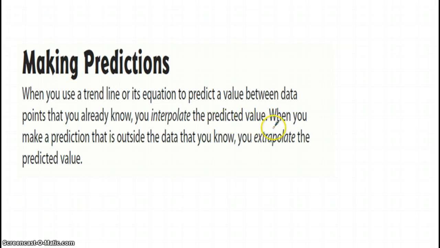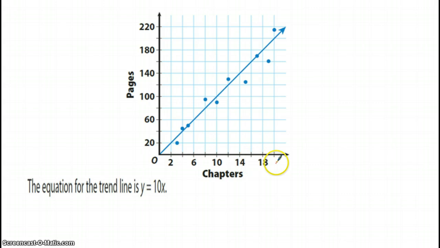Now, if we were to look at the same data and you want to make a prediction outside of it, we say that's extrapolate. So we interpolate or we extrapolate. Now, what are we talking about when we say extrapolate? What if I say I had a book with 20 chapters? That is not in our data. We don't have data for that. So the only thing we can do there is simply make a prediction, and we'd have to make that prediction not with the trend line. We'd have to make that prediction with the equation right here. So that's the difference in what we're trying to do.